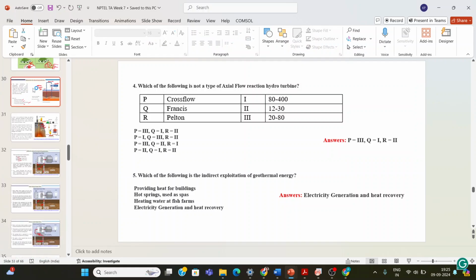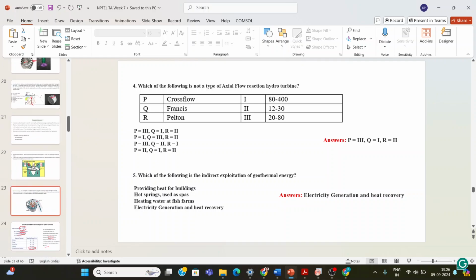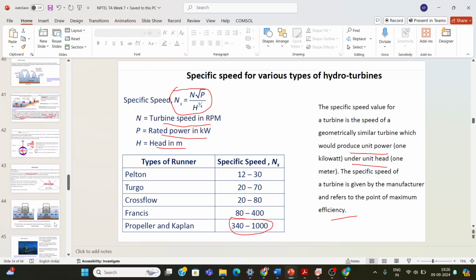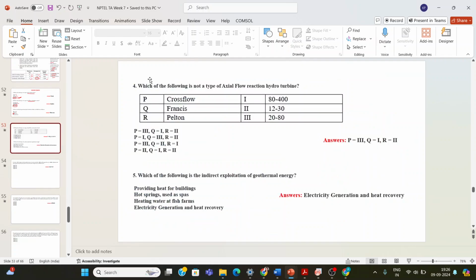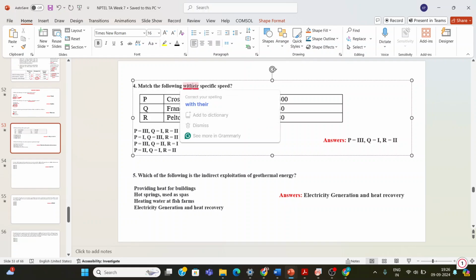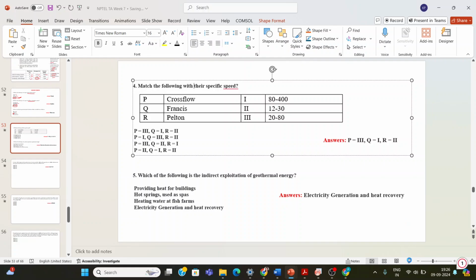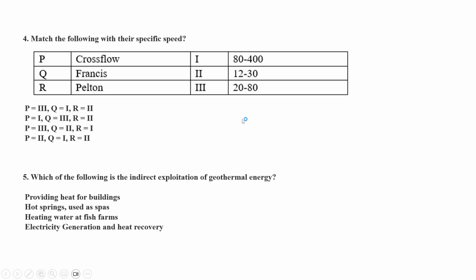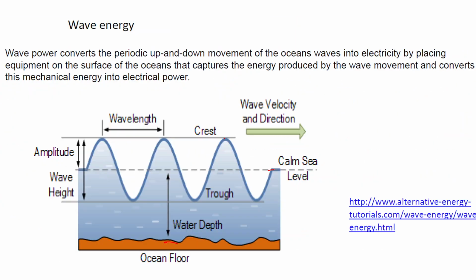Okay. Sorry for this inconvenience. So in this question, what we have to do is match these turbine types with their specific speeds. So let me show you.